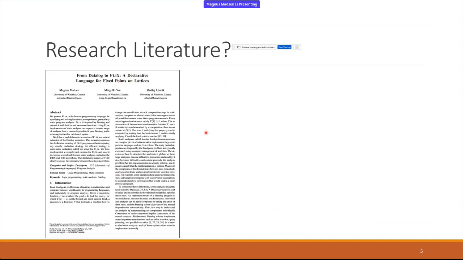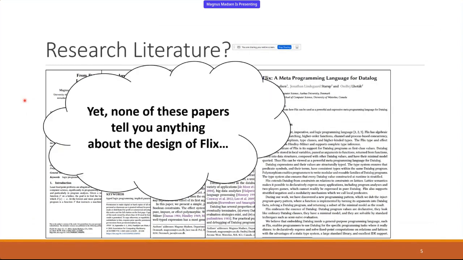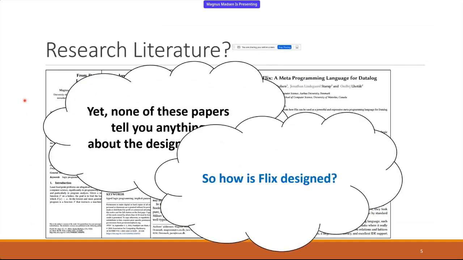Now, if you want to know about these features that I just mentioned, you can, of course, go look at our papers, and you'll find several of those. But these papers don't really tell you anything about how we design the language. Instead, they give small calculi that present a type system and properties about that type system. But they're very focused on a specific aspect of the language, and they don't tell you how everything fits together. So how is Flix actually designed?